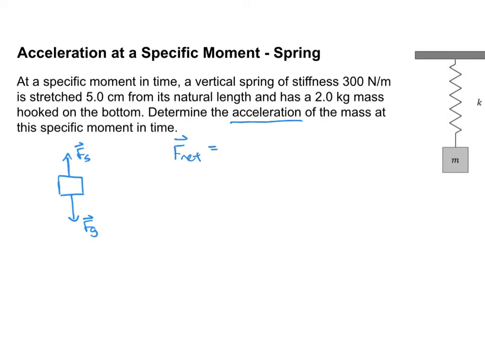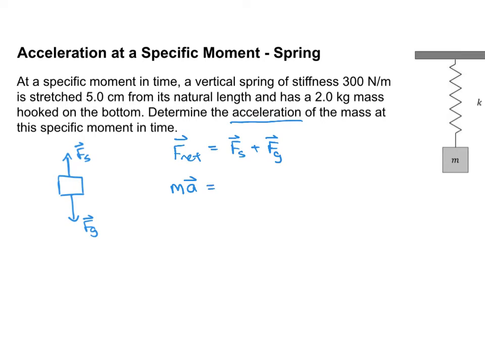I'll use vector form. I don't know which one's bigger or smaller, so it does not make sense to use the magnitude form. So I'll go with vectors here. It's the sum of these two vectors. The net force is going to be mass times acceleration.